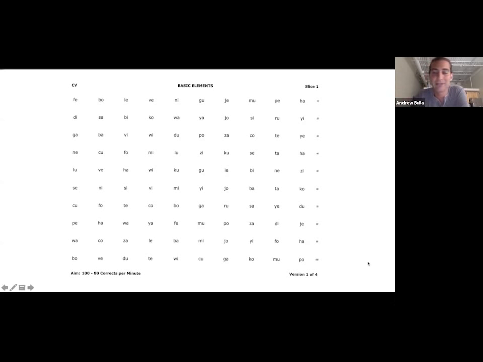And you'll see at the bottom here too, versions 1 of 4. So there's multiple versions of this practice sheet. So learners, again, aren't memorizing the order.